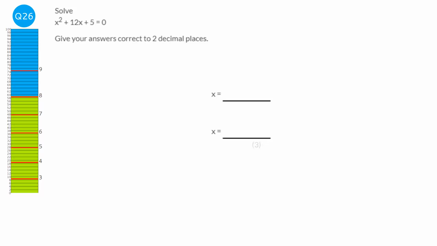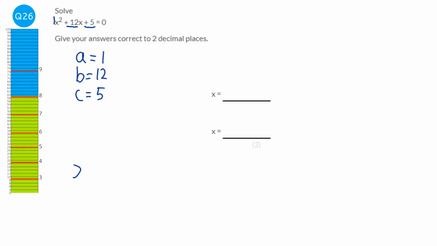We're asked to solve this quadratic, and we're told we're going to leave it to 2 decimal places, so chances are it's going to need the quadratic formula. And for the quadratic formula, we need to find out what a, b, and c are. A is the number for the x squared. Now, it doesn't look like there is a number there, but actually there's a 1 there, so a is 1. B is the number before the x, that's going to be 12, and c is the number left on its own, which is going to be the 5.